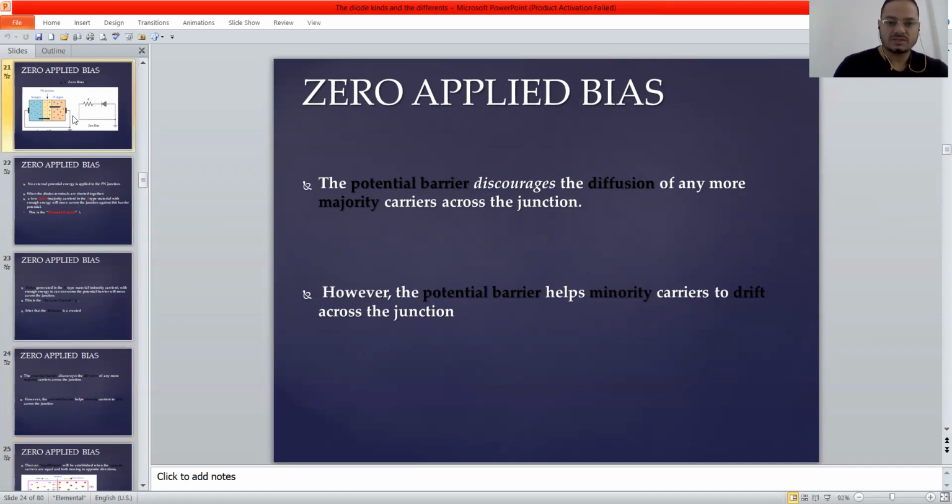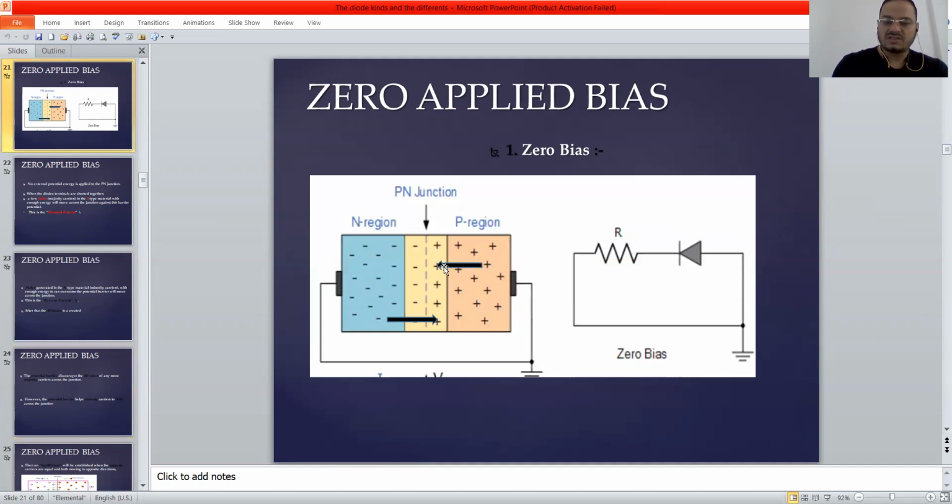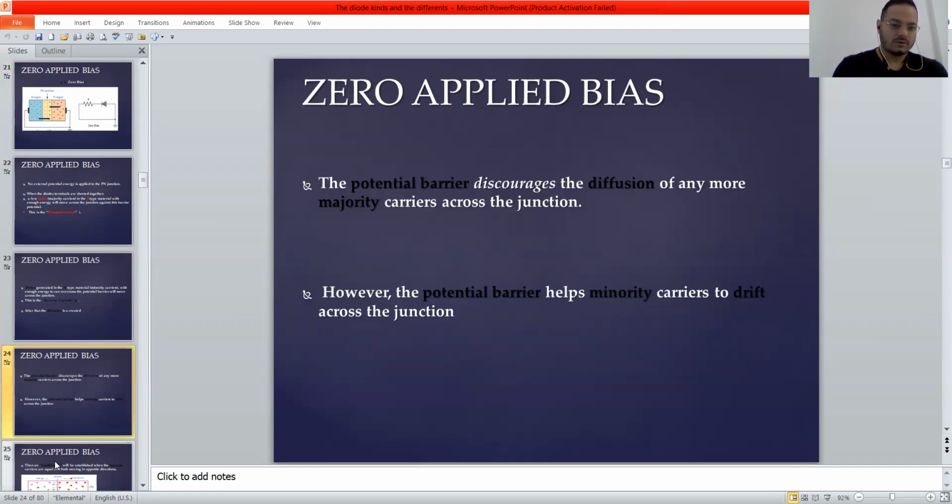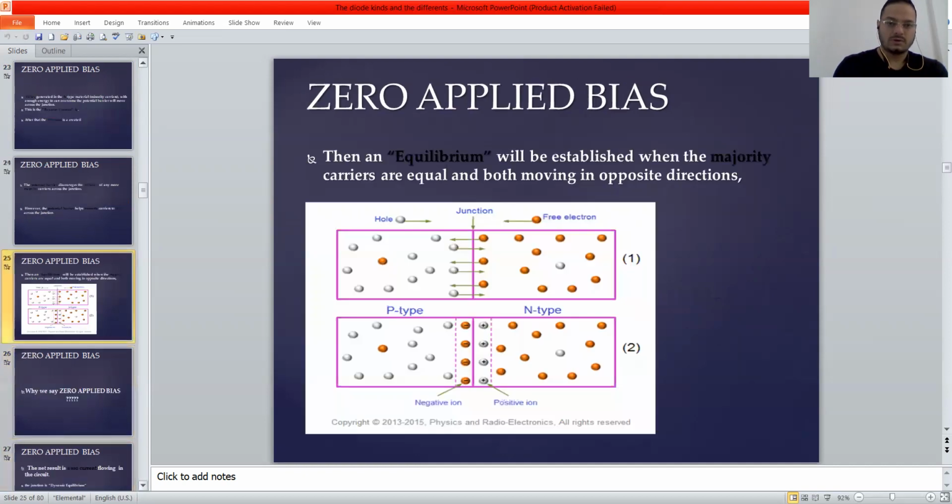Let me come back to this. This arrow means diffusion. This arrow means a drift. Then an equilibrium will establish when the majority carriers are equal and both moving in opposite directions, like that. Diffusion, and the holes will do something like drift. After that, the depletion region is created.